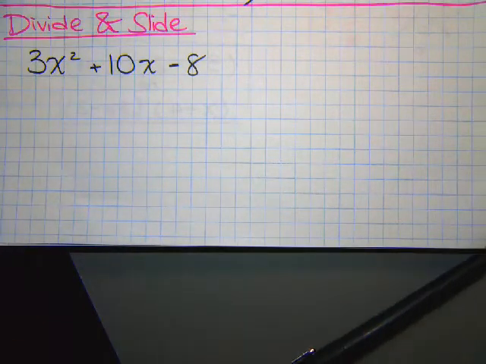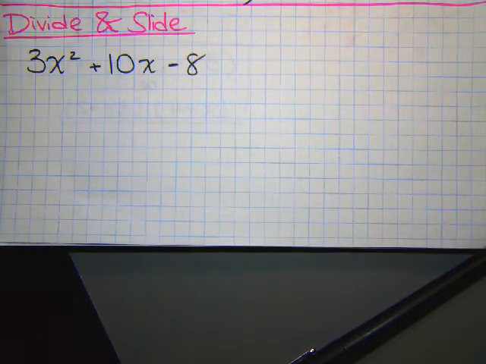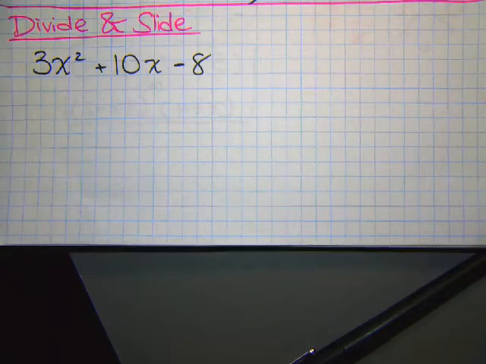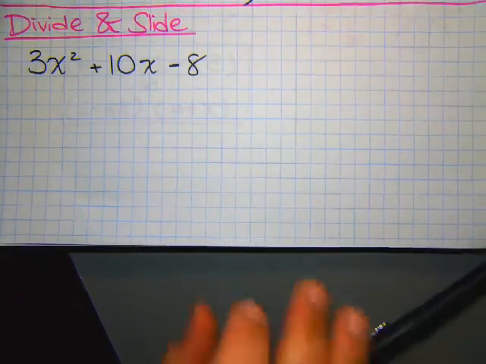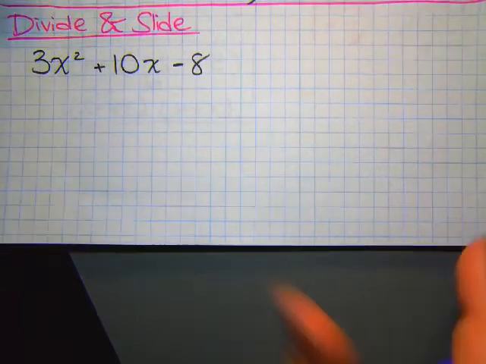Hey everyone, we are factoring the trinomial 3x squared plus 10x minus 8, and we are using the method divide and slide. It's a personal favorite of mine, but at the same time, you have to remember all the steps or you will mess it up. So here we go. First, we start with creating a diamond problem.